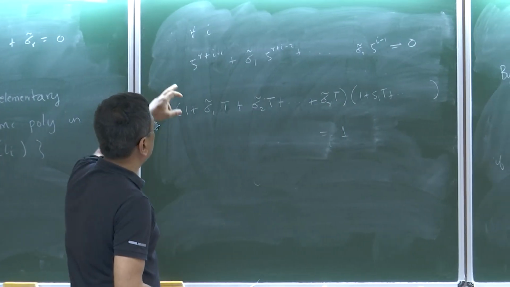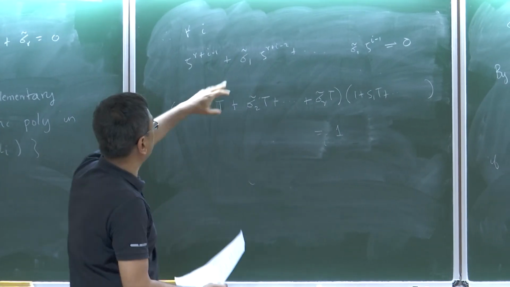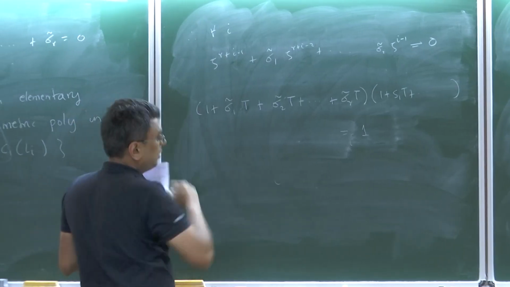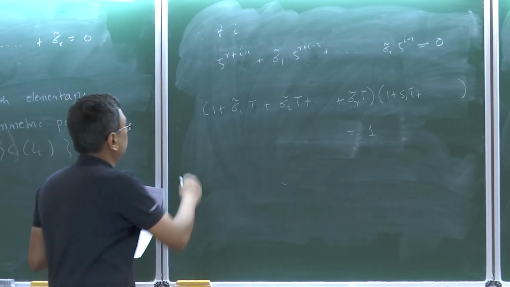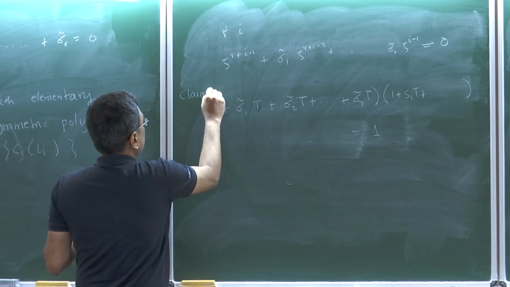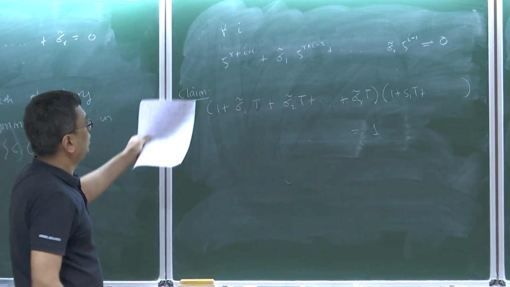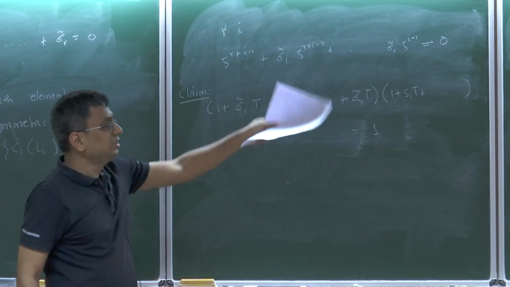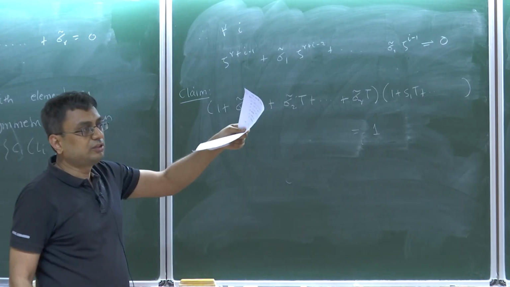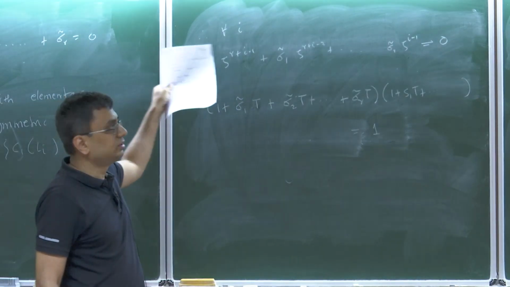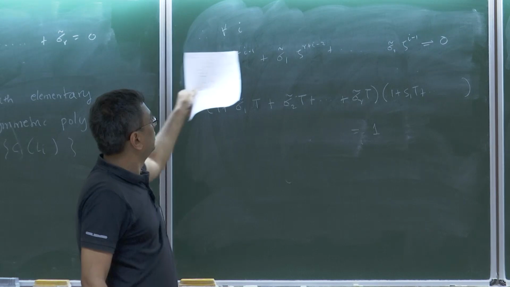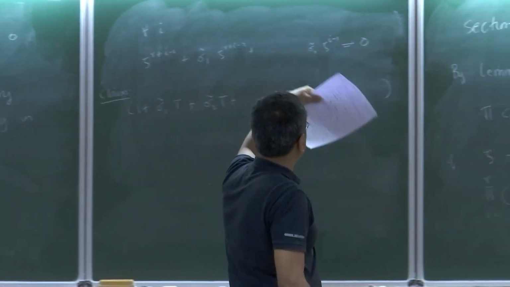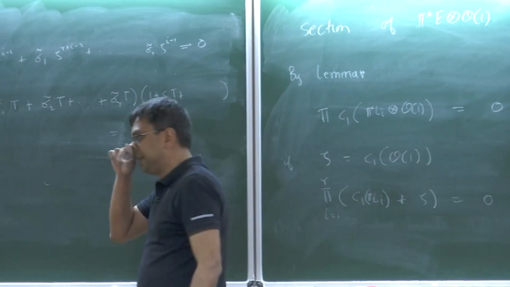Because what is the total Segre class? So maybe one more step is needed. So claim. This is the claim. Why is this claim true? Because once I have this equation, let's pull back a class from X, cap it with this operator, and then push forward. Okay, let's see. Then that will be of course 0.